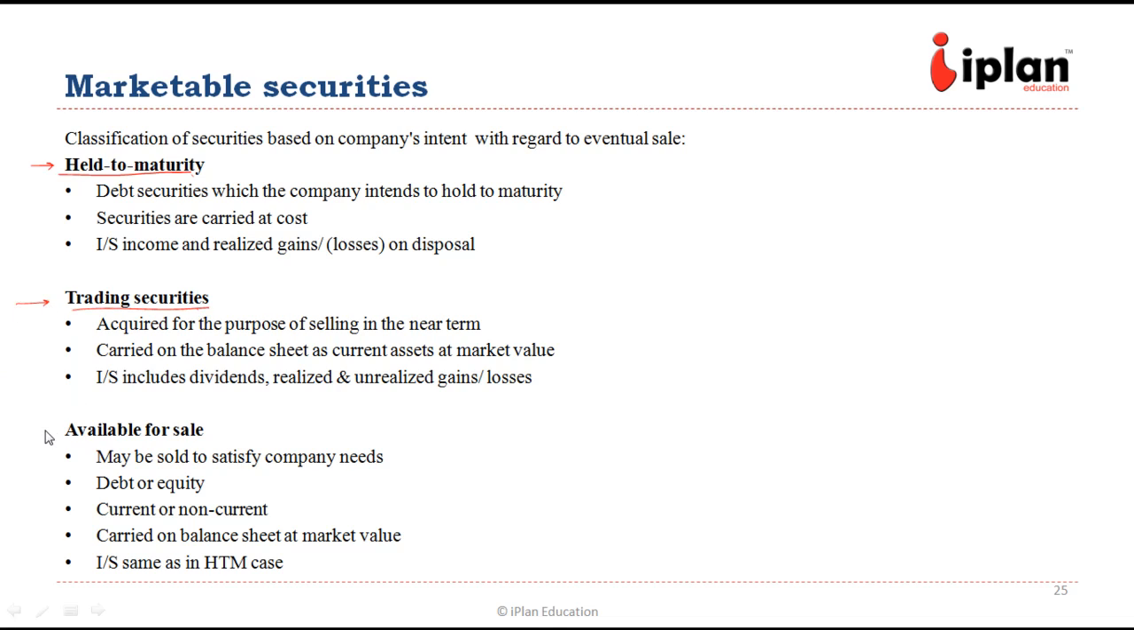Now based on this treatment of measurement, we can classify these securities as follows. There are three types of securities: held to maturity, trading securities, and available for sale securities. This is the classification based on the treatment in the balance sheet and income statement. So let us look at the held to maturity security first. These are the debt securities which the company intends to hold till maturity. For example, the long-term bonds of some firm, etc. Here the securities are carried at the cost in the balance sheet.